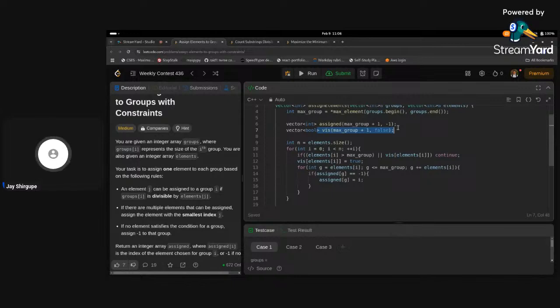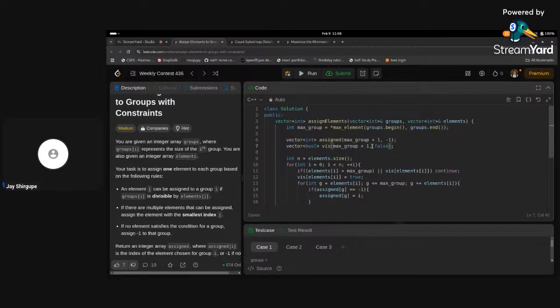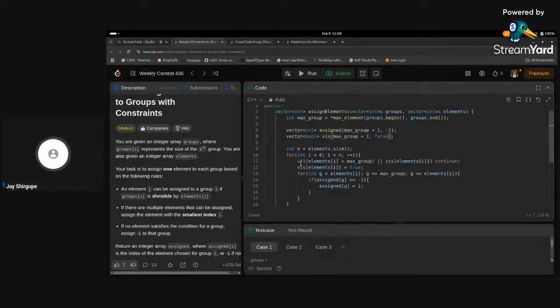Which element sizes have you already considered, processed up to this point? So you find the max group size, you maintain the assigned array, which holds the index that is assigned to this group size. Then you maintain the visited array, which tracks which element values have already been processed. Then you can iterate over all the elements.